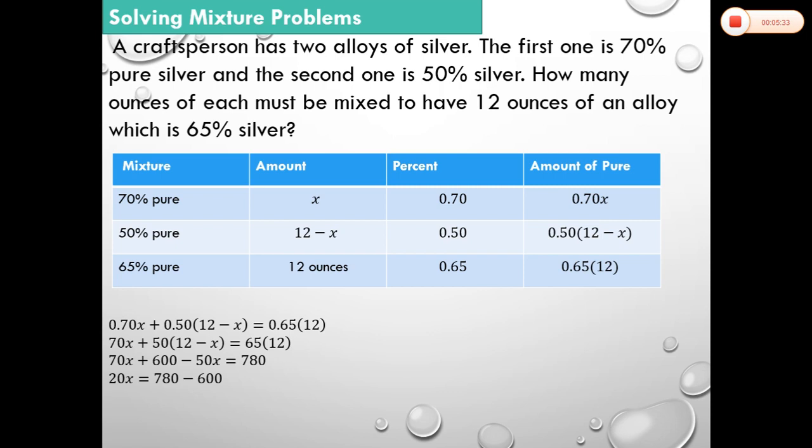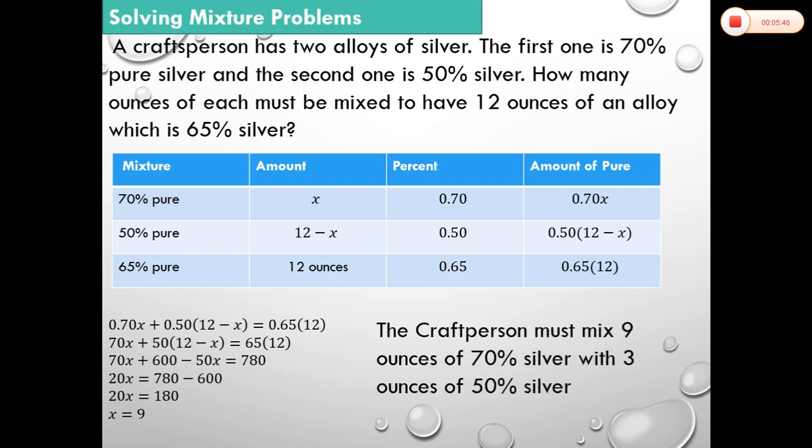Solving for x, we have 20x is equal to 780 minus 600. 20x is equal to 180. Dividing both sides by 20, we have x is equal to 9. So the craftsperson must mix 9 ounces of 70% silver with 3 ounces of 50% silver.